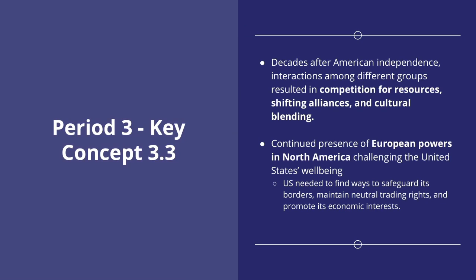Alright, so we're going to look at key concept 3.3 in period 3 now. Decades after American independence, these interactions between the different groups, so we have the Europeans, the Native Americans, and the Africans, are again going to result in more competition for resources. We're going to see shifts in alliances, and shifts in cultures and values, and how religion, cultural beliefs, and even food are shared and changed amongst these subgroups that exist in the colonies.